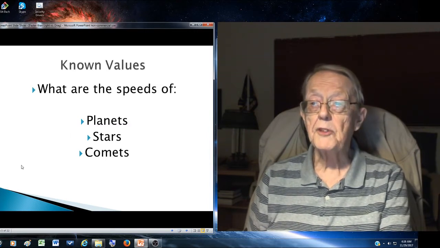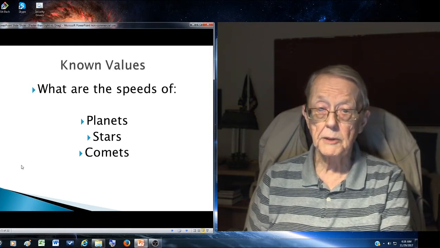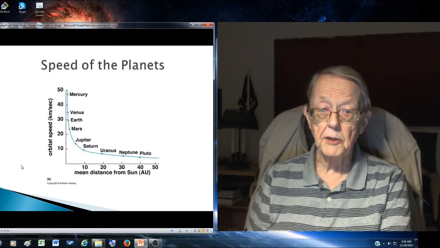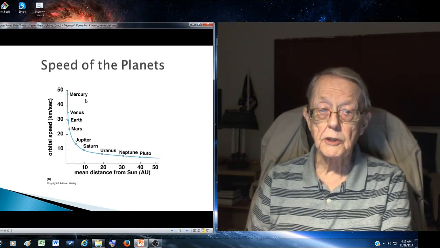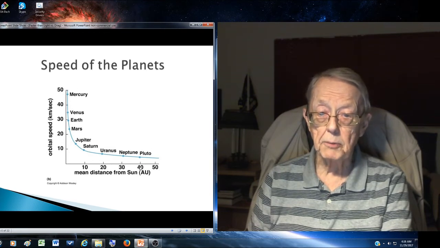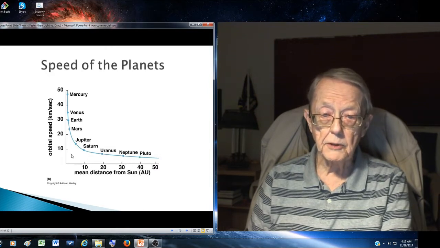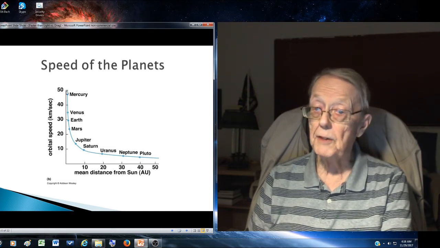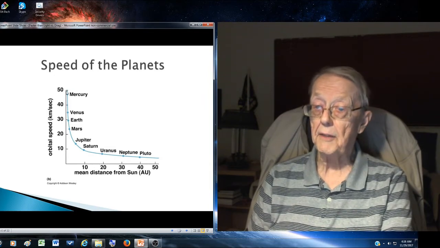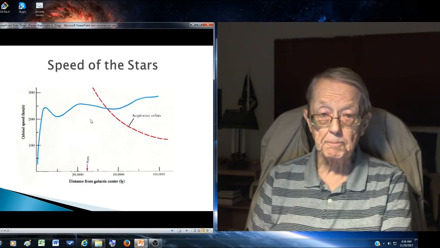So let's talk about some of the known values of the speeds of the planets, speeds of the stars, speeds of comets. Let's go through that and see what we have. This is a graph off the internet showing the speeds of Mercury, which is closest to the sun, all the way out to Pluto, which is furthest from the sun. And you can see that we have something with Pluto somewhere maybe 5, maybe more than 5 kilometers per second, all the way up to Mercury, which is getting close to 50 kilometers per second. That's the known speed of the planets going around the sun.